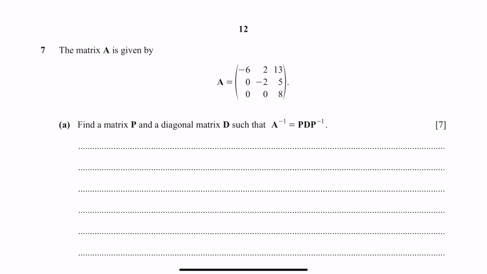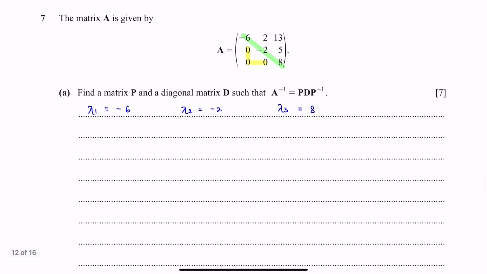If you see that a matrix has 3 zeros in the bottom left corner, like what I highlighted, then you can know that the ones in green are basically the eigenvalues of that matrix. So the first eigenvalue would be -6, second eigenvalue will be -2. Third eigenvalue will be 8. So now we need to find the eigenvectors corresponding to each eigenvalue.